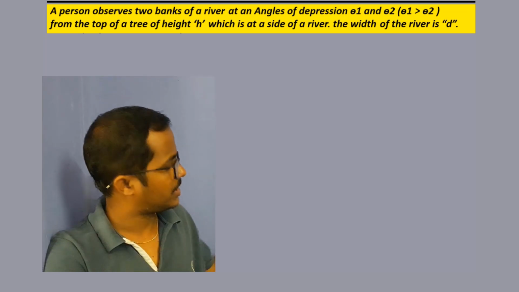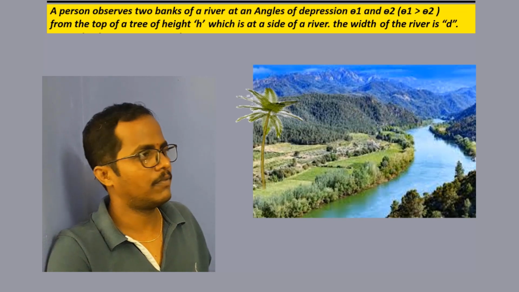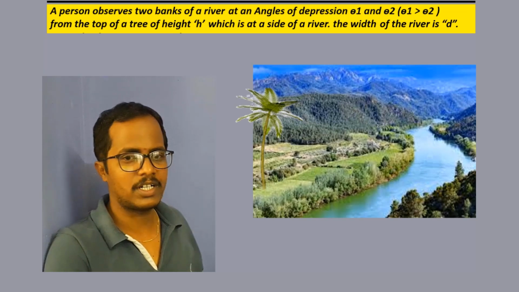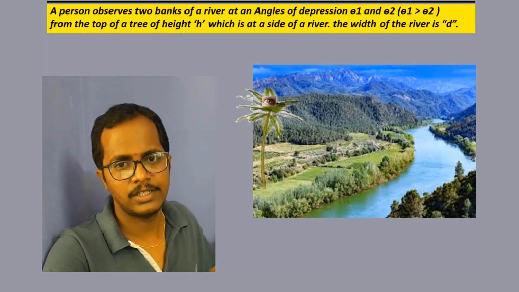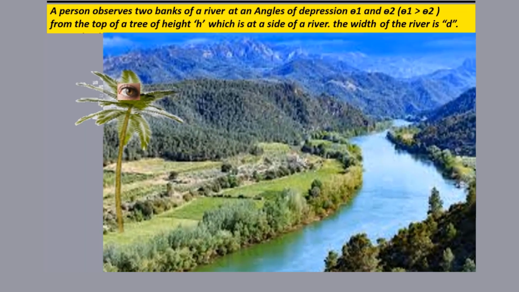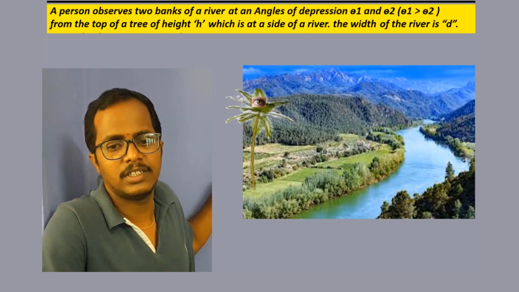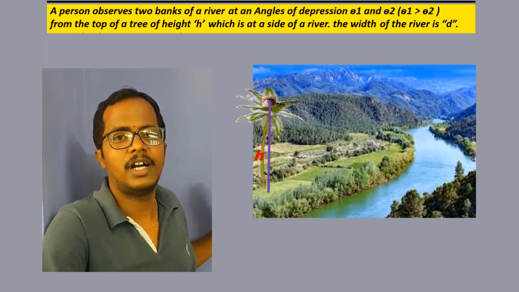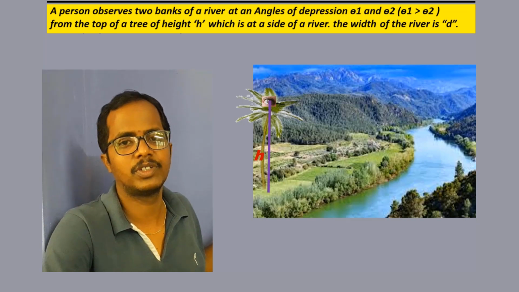Let us see. So let us take a river, and on one side of the river, let us take one tree, and on the top of the tree an observer is there. From there he is observing the two banks of the river. Let us represent the height of the tree with a straight line. Assume it as AB, and it is given as h meters. The height of the tree is given as h.